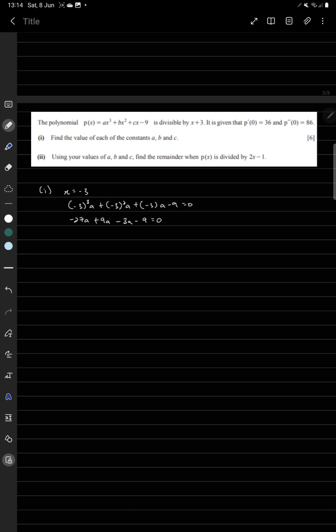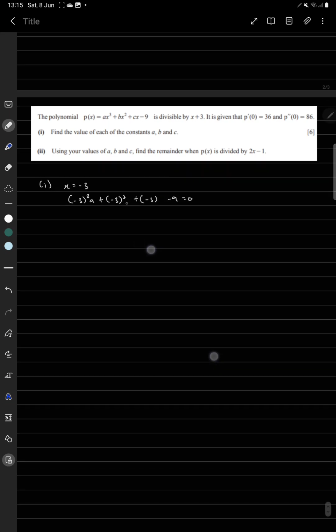Okay, sorry, I messed up. Everything is not a, it should be b here and then c, right? B, c. Okay, great. So negative 27a plus 9b minus 3c minus 9 equals 0. Then we have negative 27a plus 9b minus 3c is equal to 9. So we can make this smaller. We can divide everything by 3. So we have negative 9a plus 3b minus c equals 3.